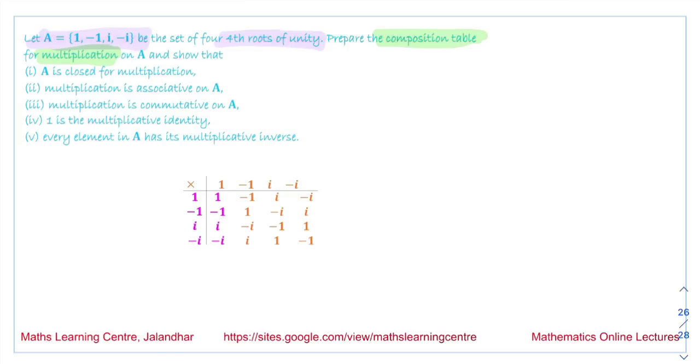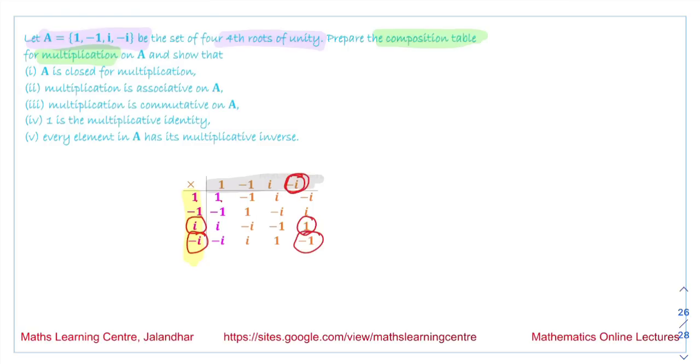This composition table is shown over here. These are the values 1, minus 1, iota and minus iota. We have multiplied these terms. 1 into 1 is 1, then 1 into minus 1 is minus 1. Suppose I am talking about this term iota, iota into minus iota will be 1. So likewise we have multiplied all these terms. Minus iota into minus iota will be minus 1.